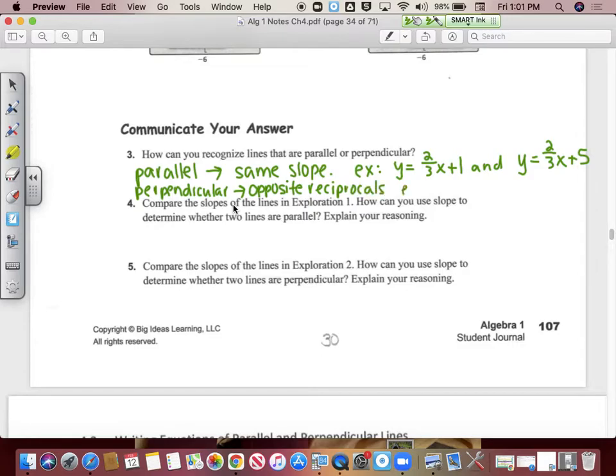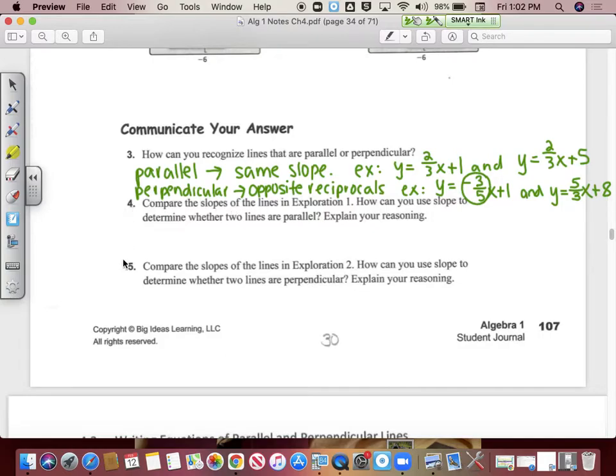Opposite reciprocals means that if one is like y equals negative, let's say 3/5 x plus 1, so if one slope is negative 3/5, that means that the other slope has to be the opposite of that. The opposite of negative is positive. The opposite of 3/5 upside down is 5/3. So it would be like y equals 5/3 x and then plus whatever number. The y-intercepts don't ever matter. You only look at the slopes because the y-intercepts are just showing where the line starts, which doesn't actually matter.